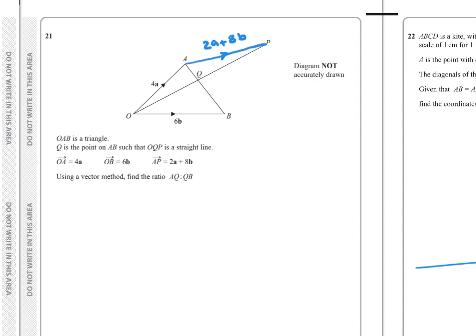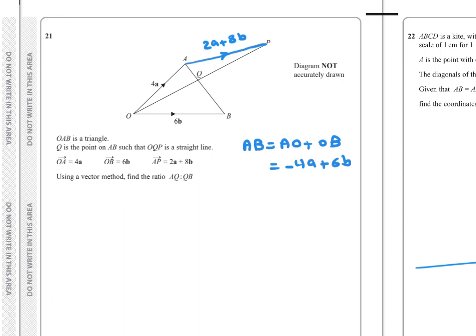Now from the given we can find the vector AB, which is AO plus OB, so negative 4A, because it is the opposite direction to 4A, plus 6B.